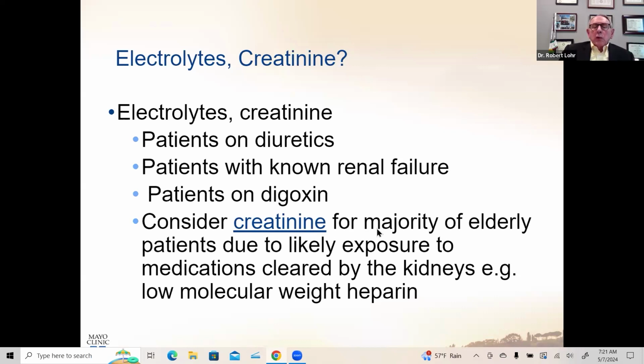And we also know that these patients are going to be given medicines that they are not usually taking in the perioperative period, that need normal renal clearance if we're going to use them, or dosage adjustment. I think the best example of that is low molecular weight heparin. Most patients, if they're having inpatient procedures at least, will have DVT prophylaxis post-op, and that is a renally cleared drug. So I would consider a creatinine for most of the elderly patients.